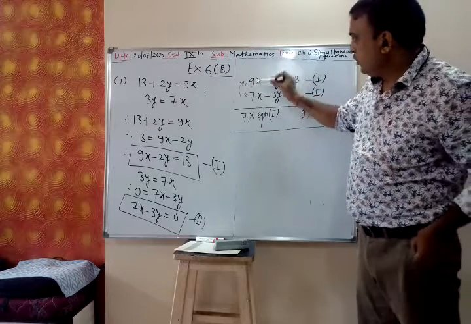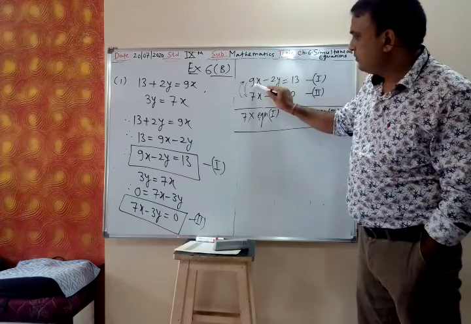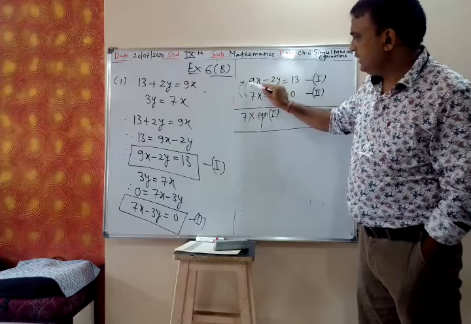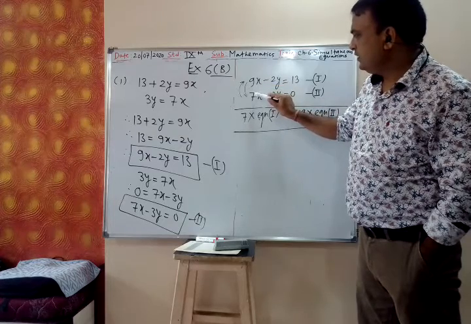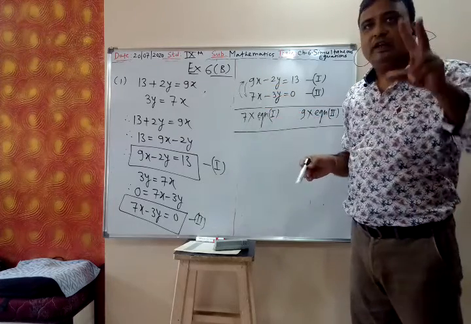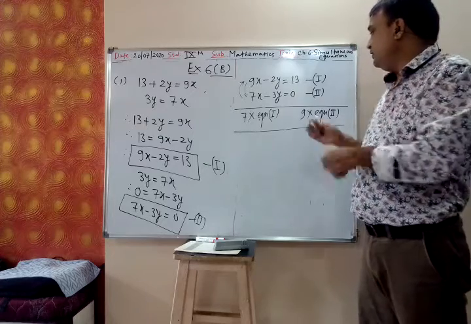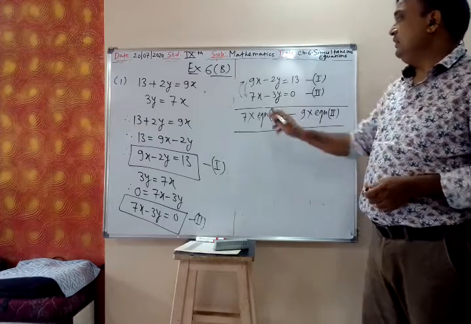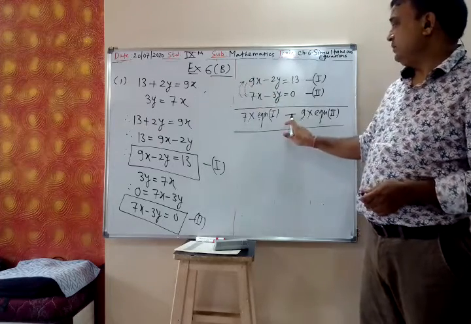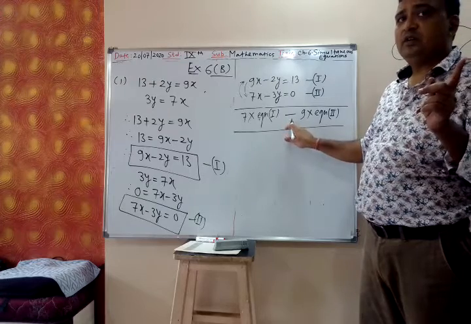See here. What is the sign of 9? Plus. What is the sign of 7? Plus. So whenever they have the same sign, you have to subtract. Is it clear?